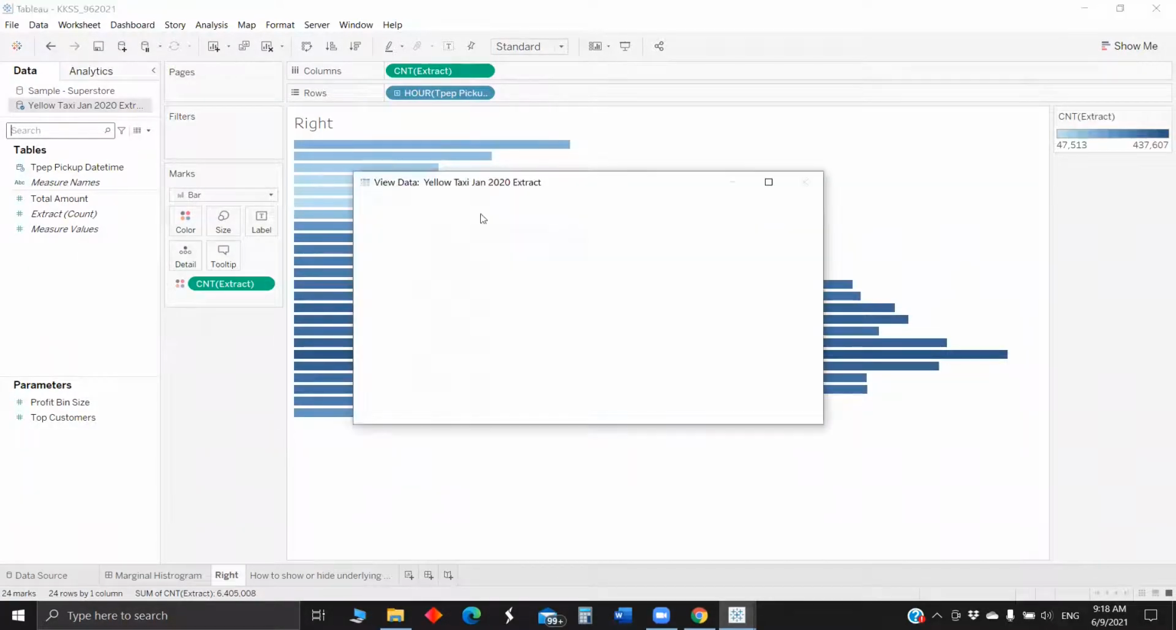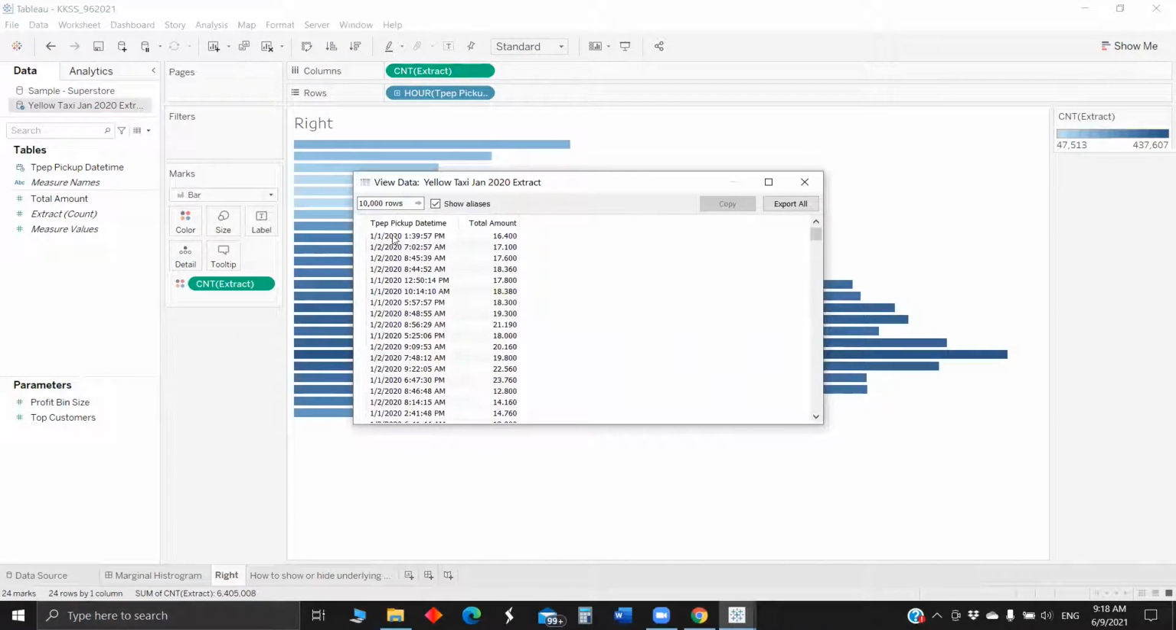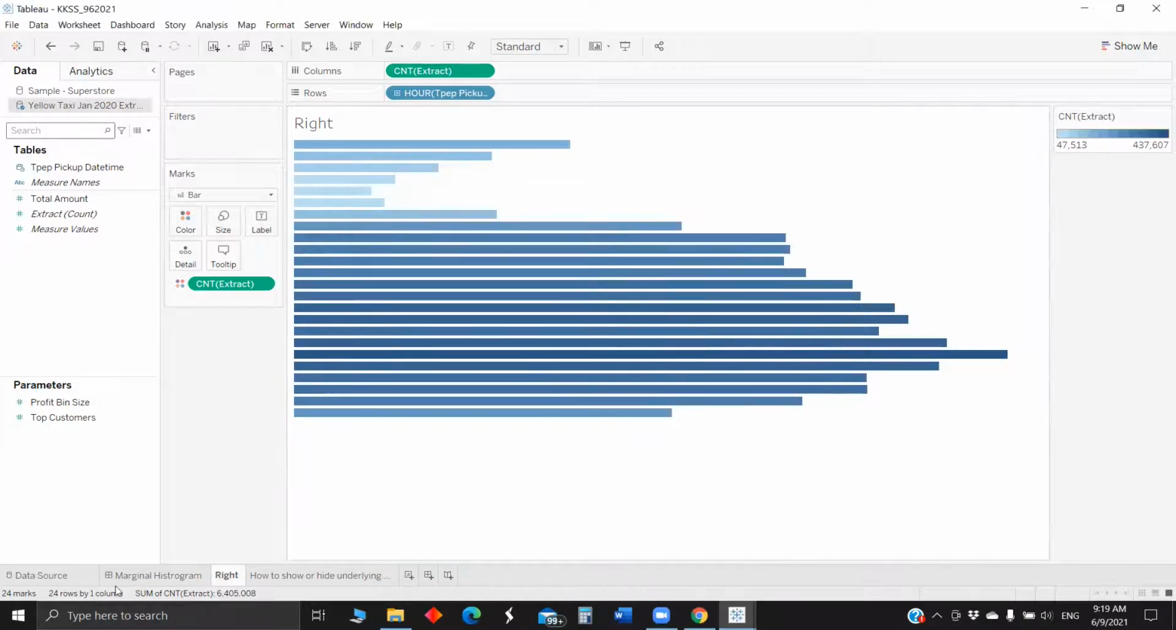So let me open the data. Here, if you see, we have pickup date time and the total amount, only two fields. It says what the pickup time of the taxi is and how much amount is charged, only these two fields. With this, we will try to analyze how the bookings have happened.